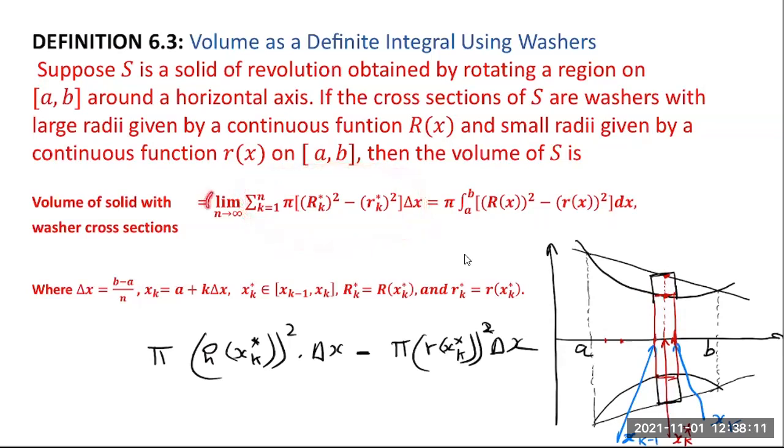Now, if I take the limit as n goes to infinity, that should be equal to the exact value of the volume of the solid that you obtain by rotating this region about the x-axis. Okay. By definition of definite integral, this expression is nothing but this definite integral, pi times the integral from a to b of uppercase r of x squared minus lowercase r of x squared dx. Okay. So that's the idea. All right, let's move on and see some applications of these definitions.